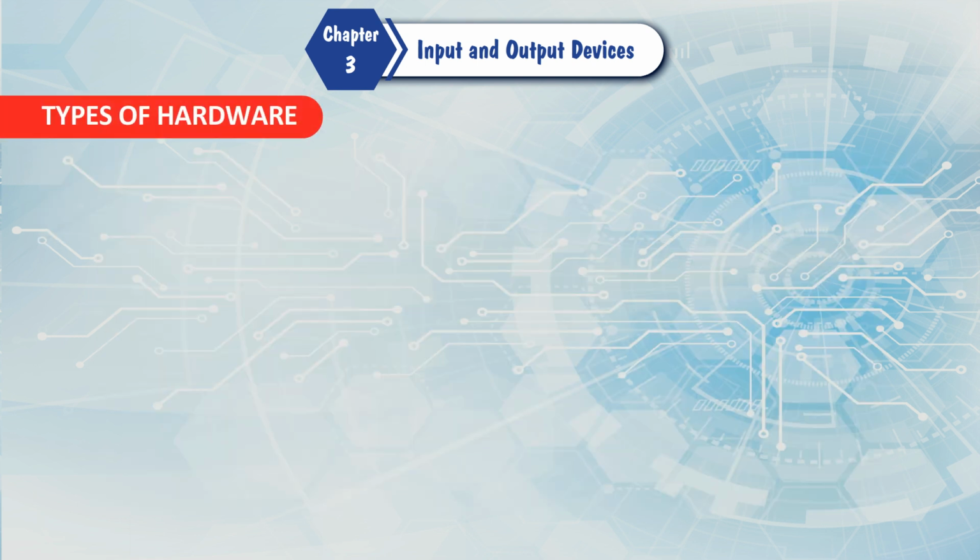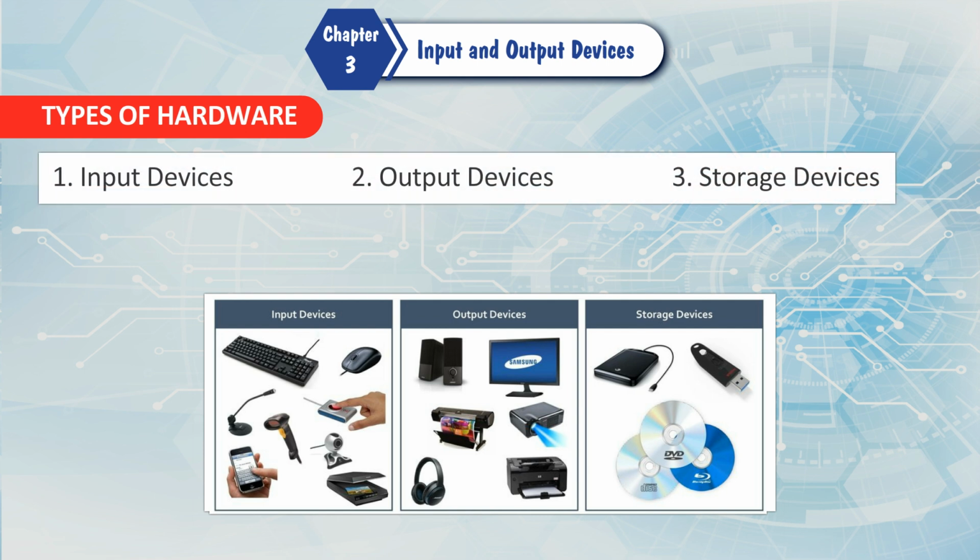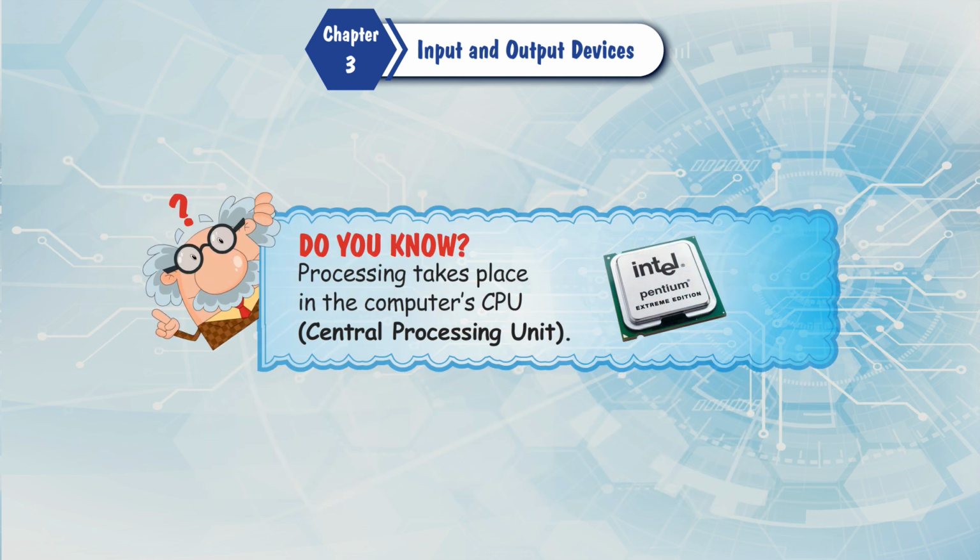Types of hardware. In the previous lesson, you have learned about the computer's in-process-out cycle. Based on it, we can say that there are three different types of computer hardware: input devices, output devices, storage devices. Do you know? Processing takes place in the computer's CPU, Central Processing Unit.